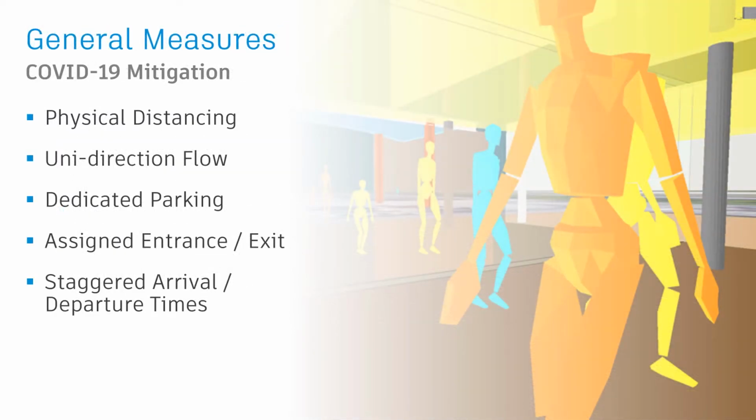Okay, so in terms of developing the networks, we're going to be looking at these five areas. So we need to consider physical distancing, unidirectional flows, dedicated parking, assigned entrances and exits, and also consider staggered arrival times and departure times.